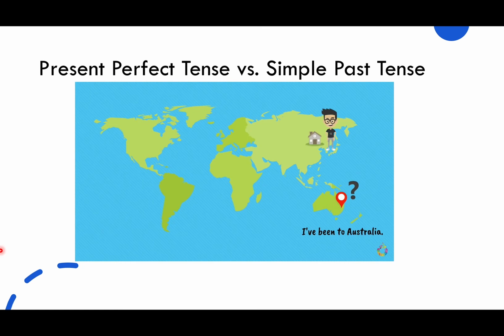So when someone asks you, have you been to Australia? It means, have you been there any time from the day that you were born until now? We often use never to emphasize negatives and ever to emphasize our questions about past events. So for example, have you ever been to America? No, I've never been to America.